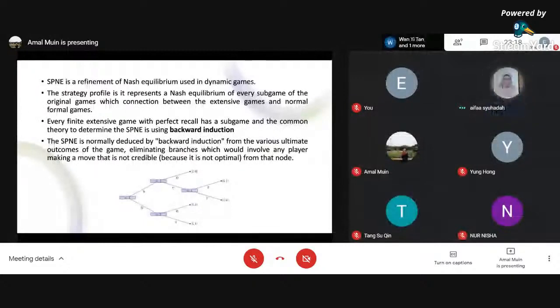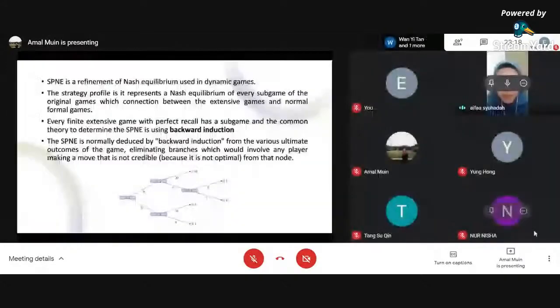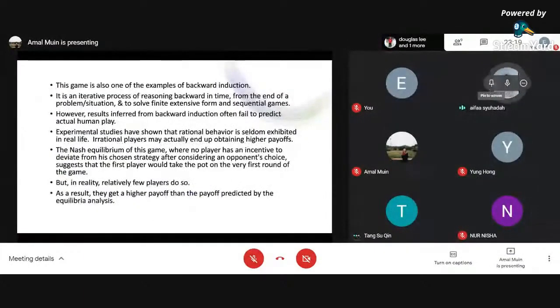Every finite extensive game with perfect recall has a subgame, and the common method to determine the SPNE is backward induction. The SPNE is normally deduced by backward induction from the various ultimate outcomes of the game, eliminating branches which would involve any player making a move that is not credible from the node. This is an example of an extensive game.